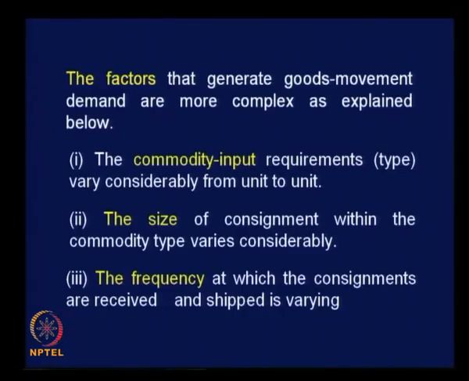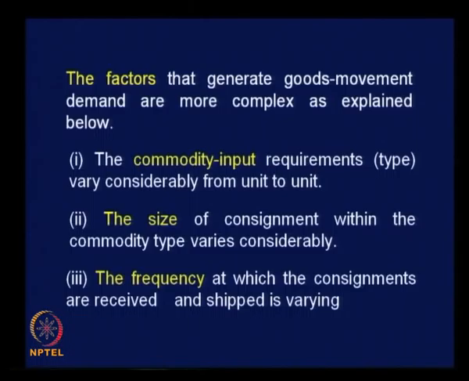If they do not have it, then there will be frequent inputs as well as outputs. Also, if the size of the plant itself is small, the frequency will be more. In large size plants, the frequency is likely to be less. So, these are the factors related to generation of goods movement demand, very important factors.